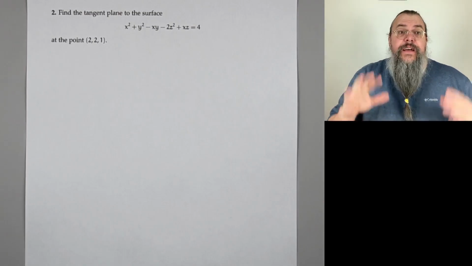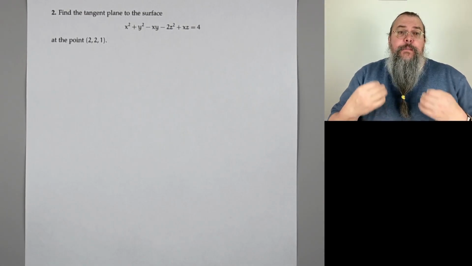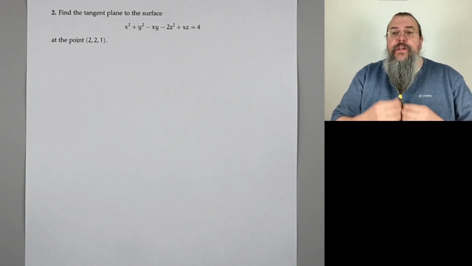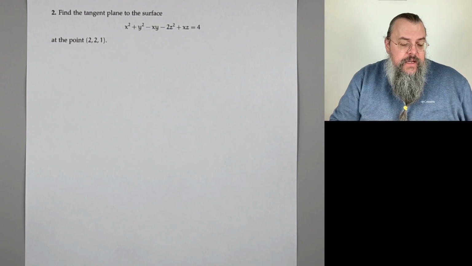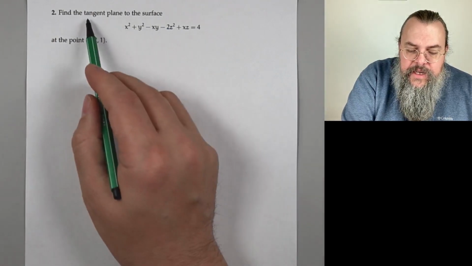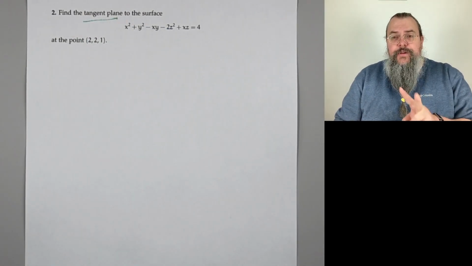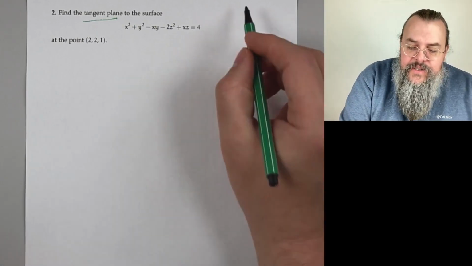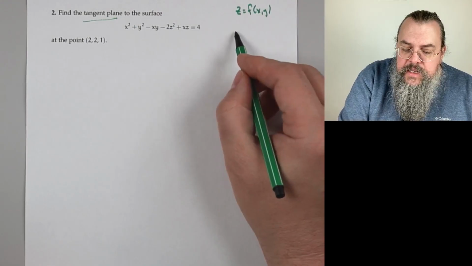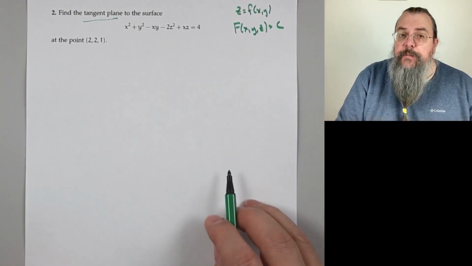Number 2. Find the tangent plane to the surface x squared plus y squared minus xy minus 2z squared plus xz equals 4 at the point 2, 2, 1. Now, there are a couple of things we say right away. It's a tangent plane. So, okay, we're after a tangent plane. But there's two camps for tangent planes. There's the z equals f of xy camp. And then there's the f of xyz equals constant camp.